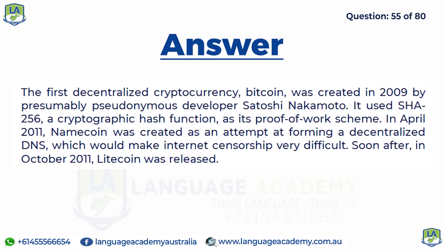The first decentralized cryptocurrency, Bitcoin, was created in 2009 by presumably pseudonymous developer Satoshi Nakamoto. It used SHA-256, a cryptographic hash function, as its proof-of-work scheme. In April 2011, Namecoin was created as an attempt at forming a decentralized DNS, which would make internet censorship very difficult. Soon after, in October 2011, Litecoin was released.